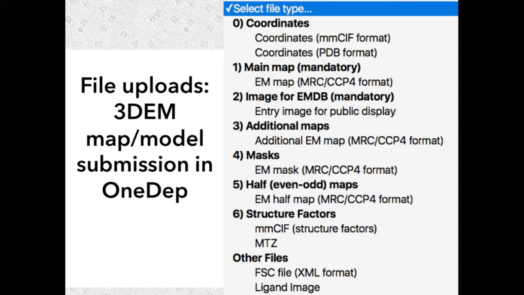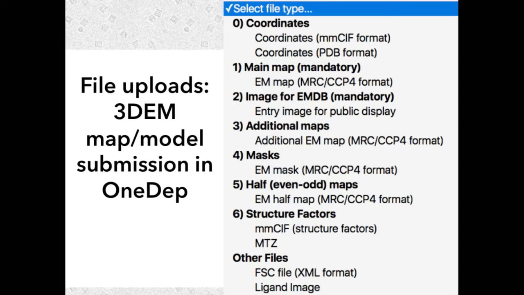You need to upload an image for EMDB, and that's actually a good thing because annotators can make images of your maps, but they're not going to be as pretty. So if you want a pretty picture of your map in EMDB, make sure you upload a nice image.